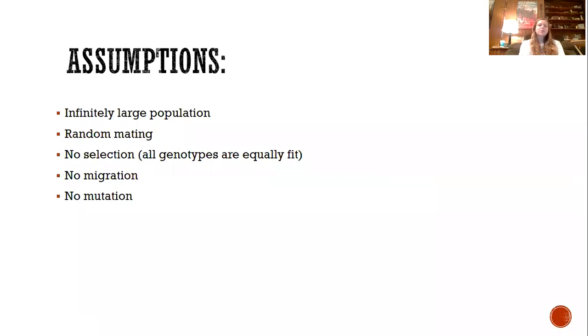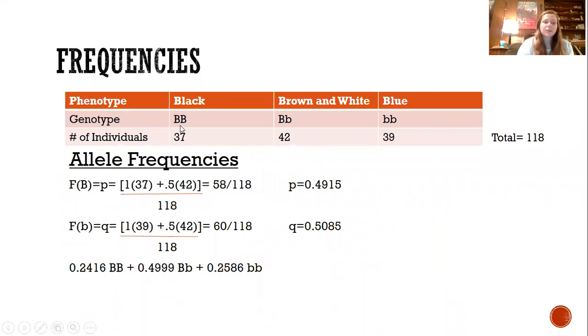Now, to assume this is Hardy-Weinberg, we must first assume that it's infinitely large. There's random mating occurring, no selection, no migration, and no mutations in this population. Now, these are the frequencies of each phenotype given by population studies. We know there's 37 black Nifflers, 42 brown and white, and 39 blue, for a total of 118.